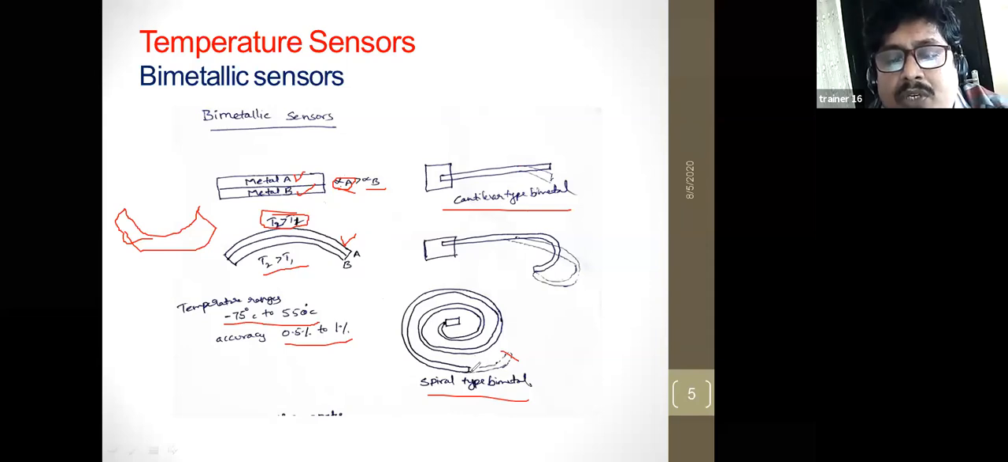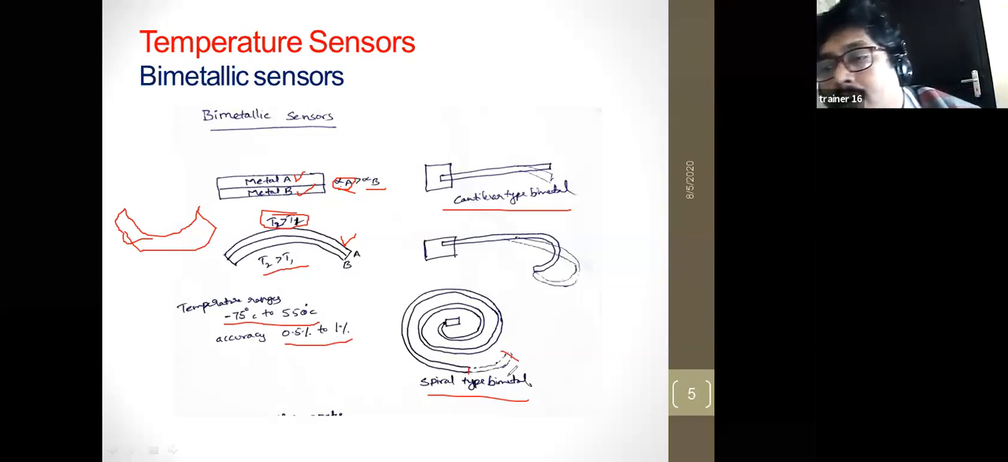In spiral type bimetals, when it is at this position, that means the temperature is normal. When it is exposed to temperature or a heat source, see here, there is some expansion movement. Due to this expansion, wherever we can apply it, we can apply it. Mainly we can use these for on-off, when it reaches that particular temperature, right?